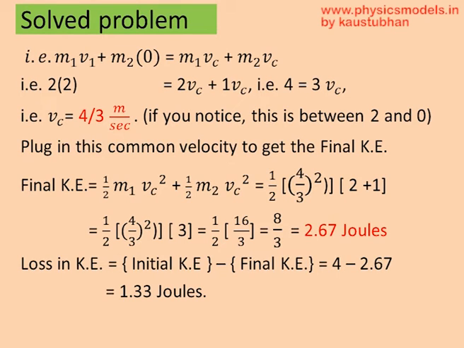The important thing is the loss in kinetic energy. We started with 4 joules of the blue block and landed with 2.67 joules of both the blocks put together. So where did the loss go? The loss is 4 minus 2.67 equal to 1.33 joules, and that has gone into the spring.